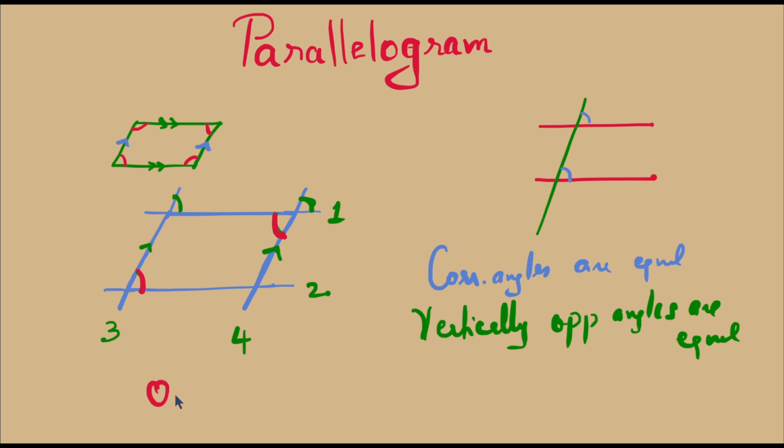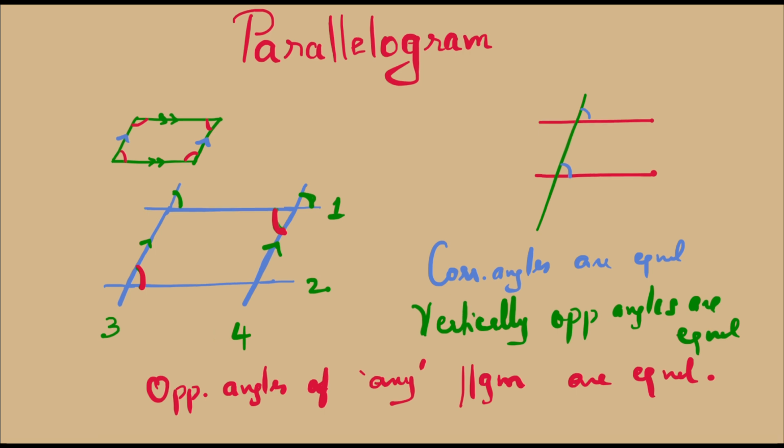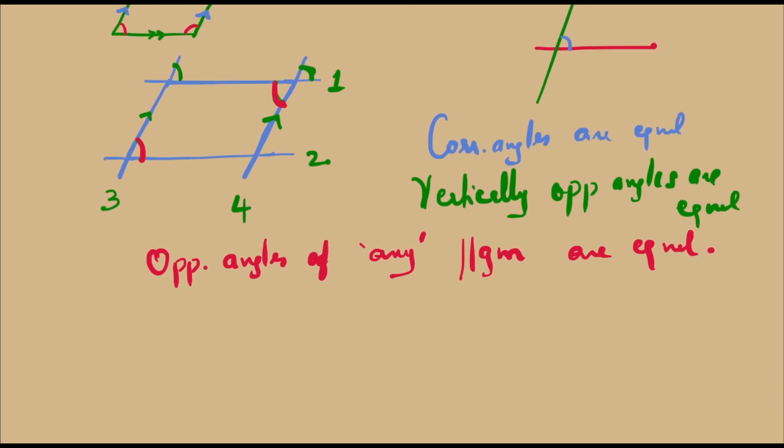What have we concluded by this? The opposite angles of a parallelogram, and let me say any parallelogram, I'll justify the use of any just now. So the opposite angles of any parallelogram are equal, and this is the property which we wanted to explore, and we have done it. Now let us look at the other shapes of parallelograms which we have seen so far.